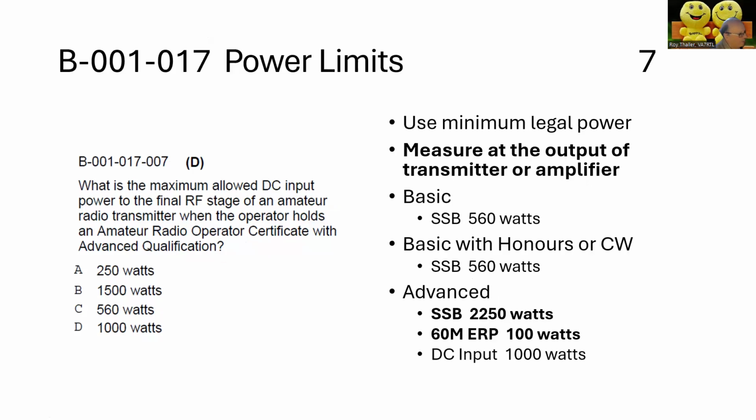Here's another question. What is the maximum allowed DC input power to the final RF stage of an amateur radio transmitter with an operator that holds advanced qualification? So in this case, the DC input would be 1,000 watts. So D would be the correct answer.